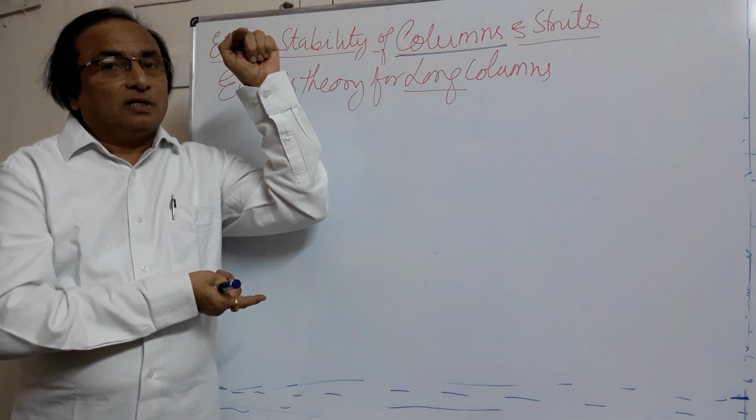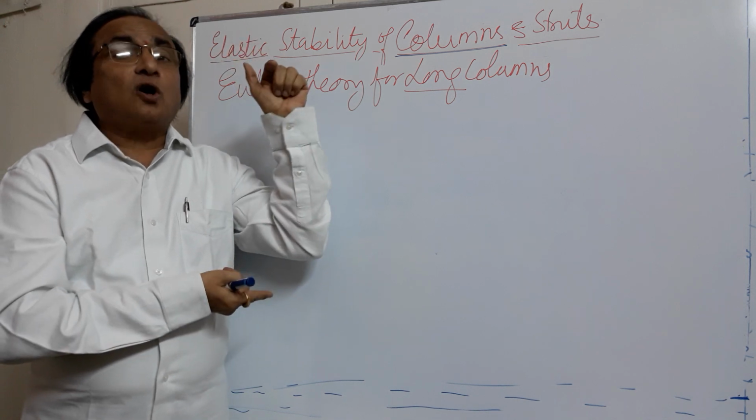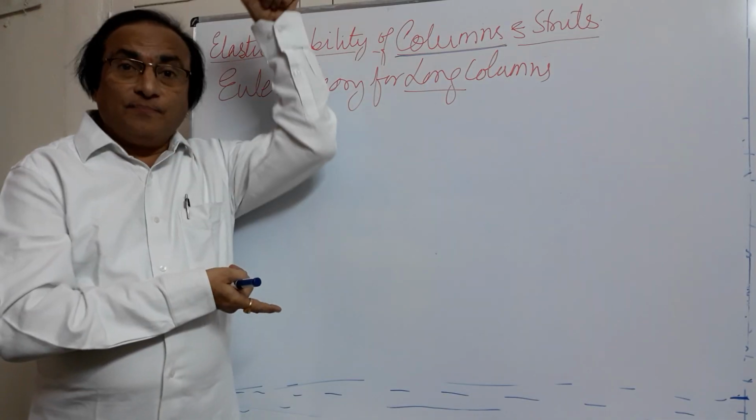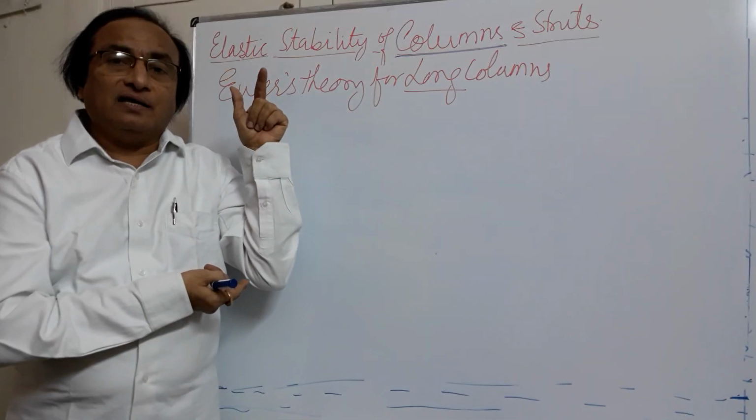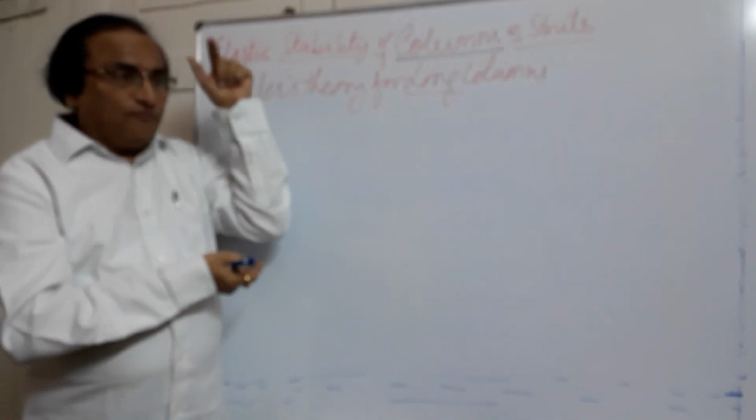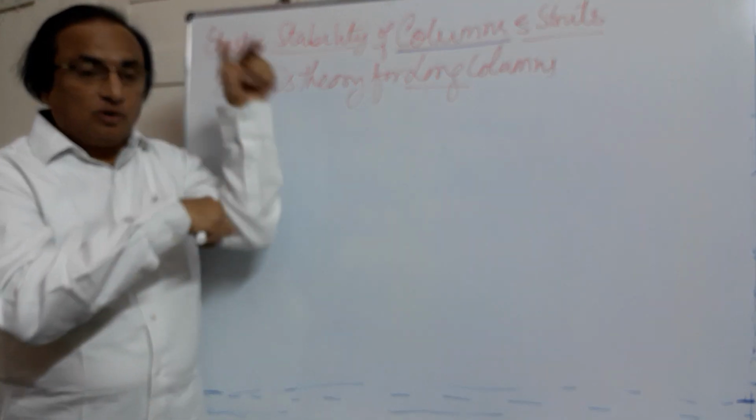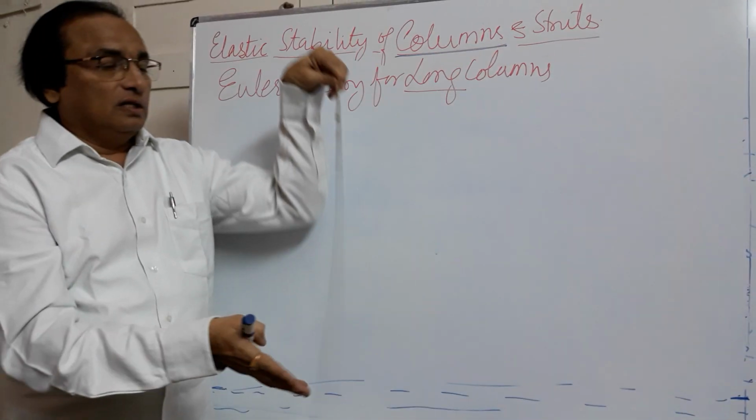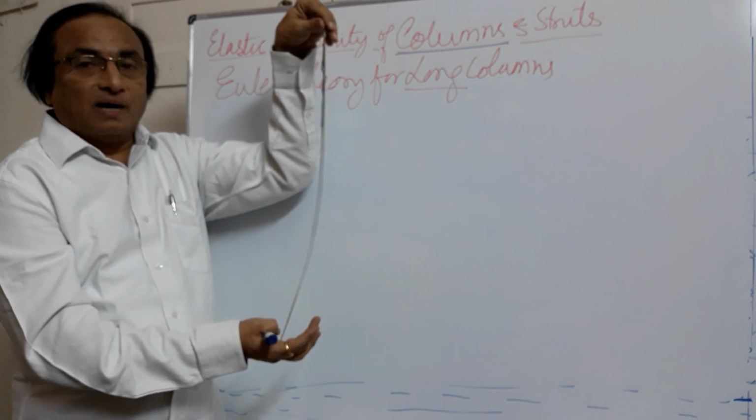So they are perfectly straight. Then the self-weight of the column is neglected compared to the weight that it is going to take. The weights that it will take will be very high, so we neglect the self-weight of the column. Since the column is long, it will fail due to buckling only.